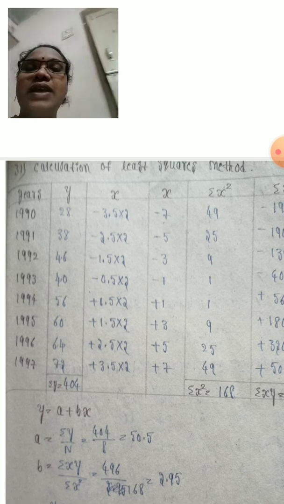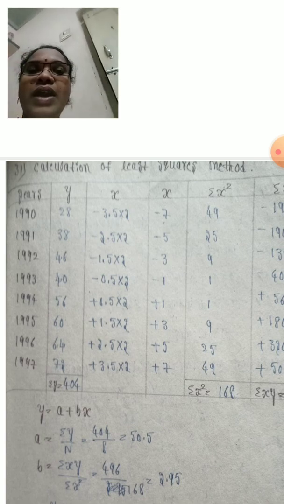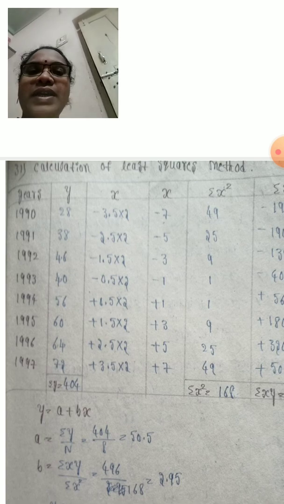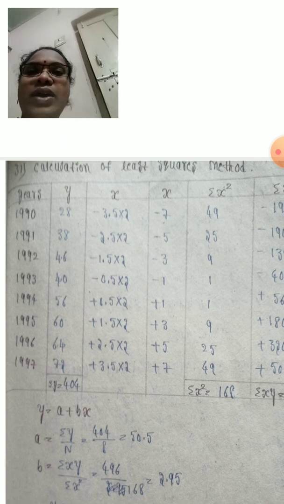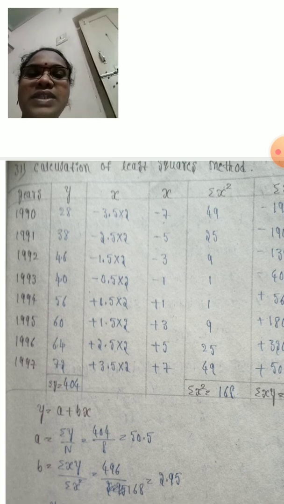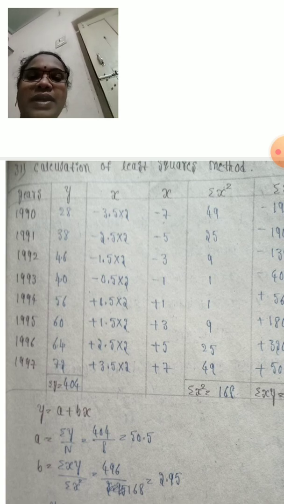Now x into x, x square. Minus 7 into minus 7, 49; minus 5 into minus 5, 25; minus 3, 3 threes are 9; minus 1 into minus 1, 1; plus 1 into 1, 1; 3 threes are 9; 5 fives are 25; 7 sevens are 49. Next, sigma x square equals 168.